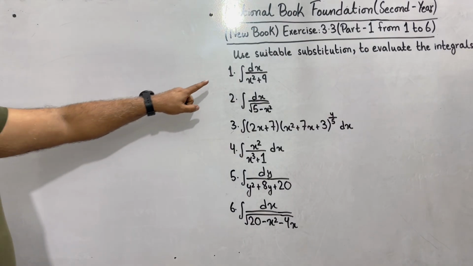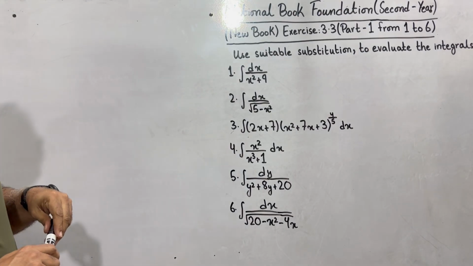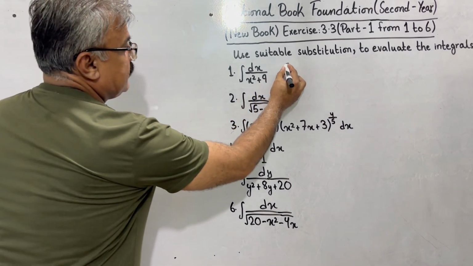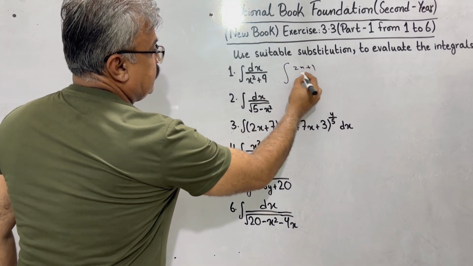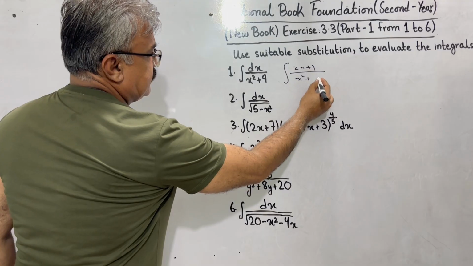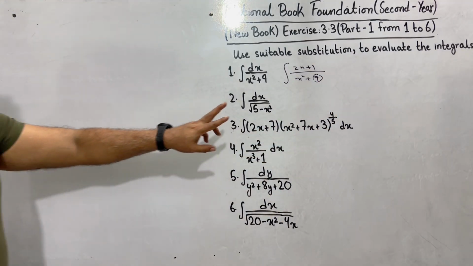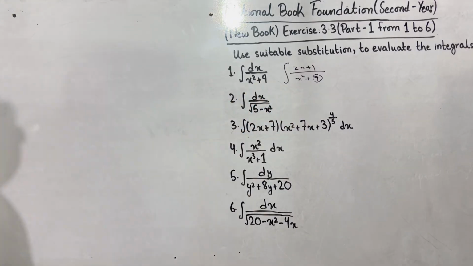Number one, such type of question we have solved in 3.1. I think yes, we have. If I am not wrong, it is the case. Some sort of constant here might be 9 or 7. We have done so.